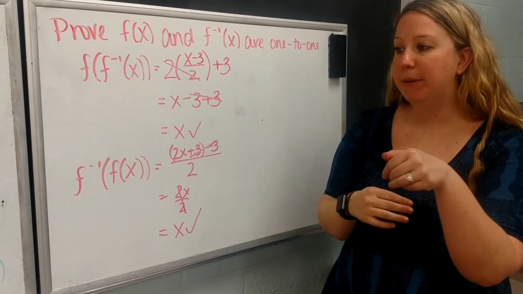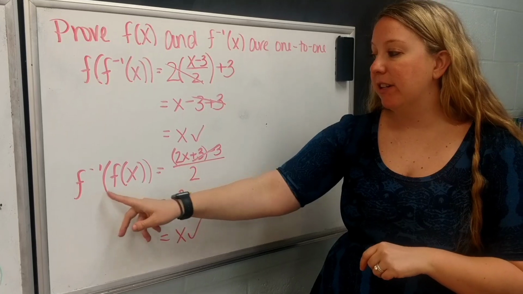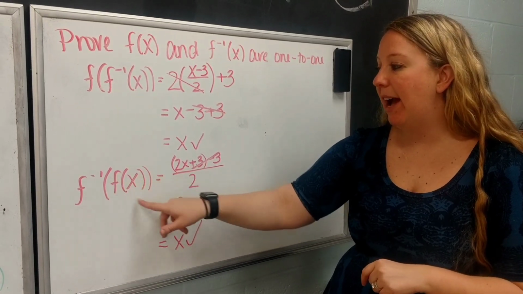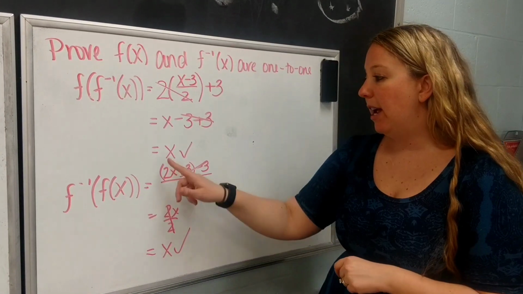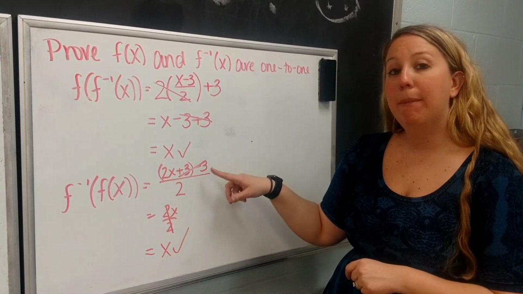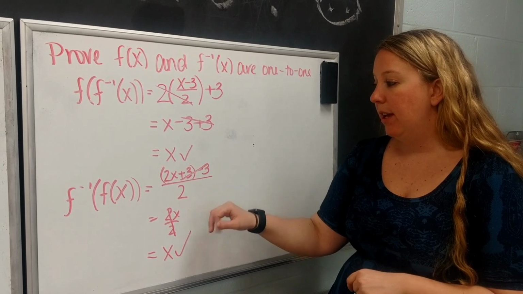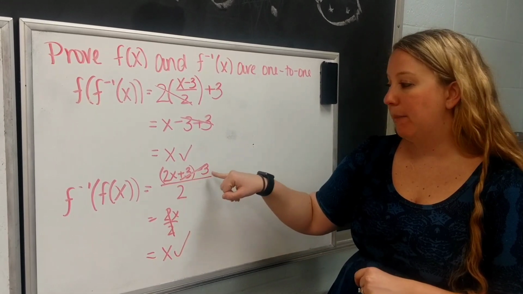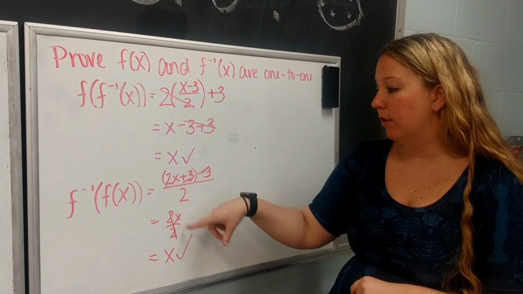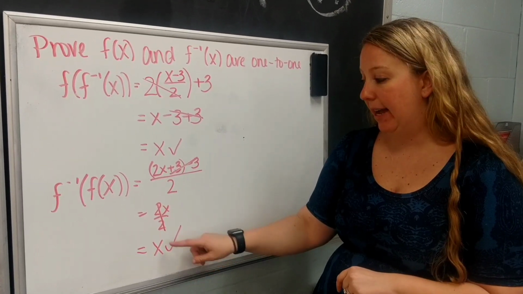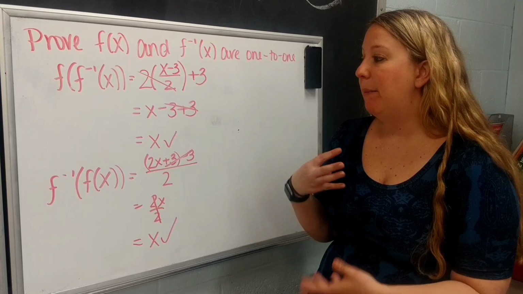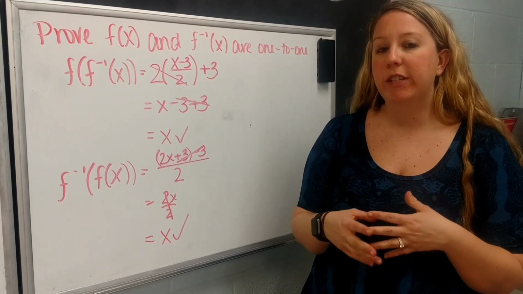Then I'm going to do the opposite also. I have f inverse of f of x. So I want to take my f of x equation and plug it in for x in the inverse. So I have 2x plus 3 minus 3 over 2. And here, this plus 3 and this minus 3 cancel out, so I have 2x over 2, and my 2 over 2 reduces to 1, so I'm left with just x again. And that's good because that's what I want. So that proves that they're one-to-one, and it proves they're inverses.